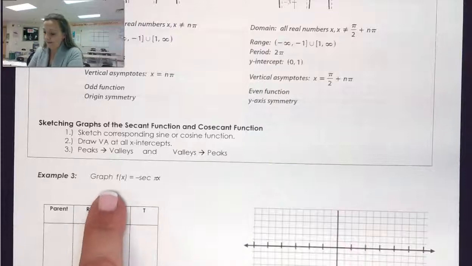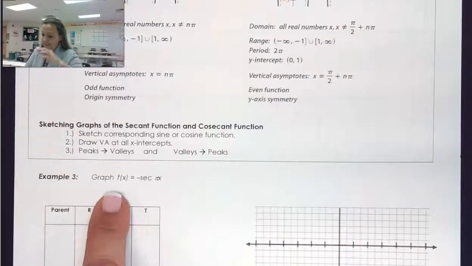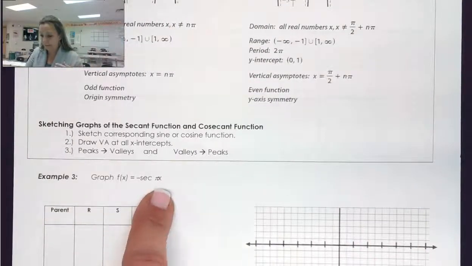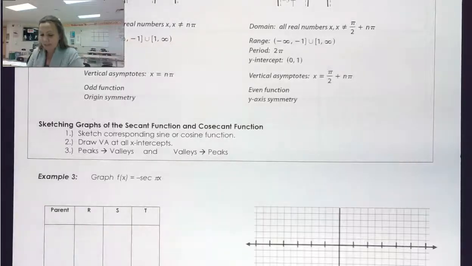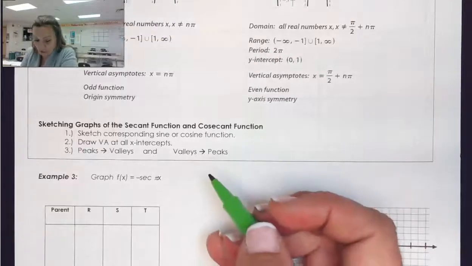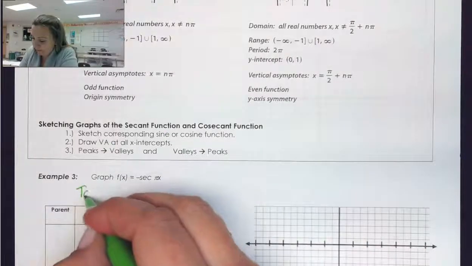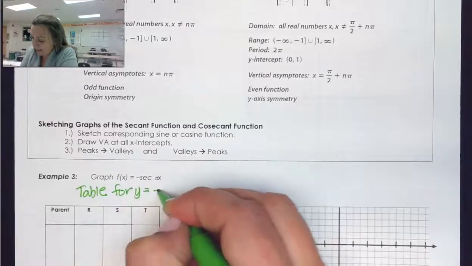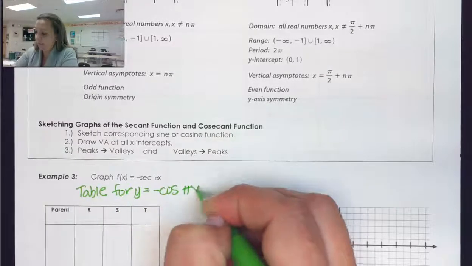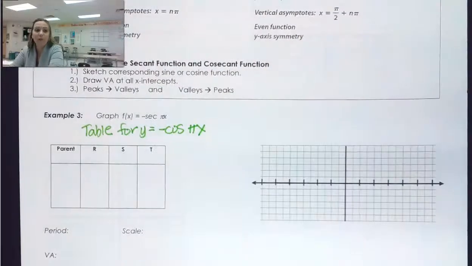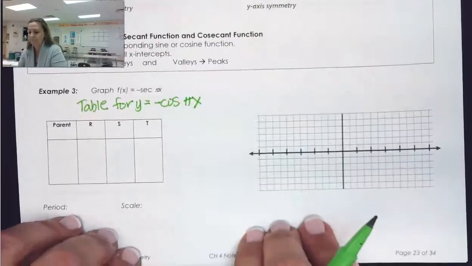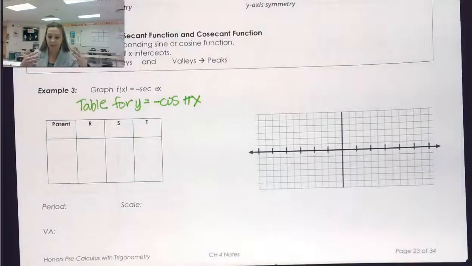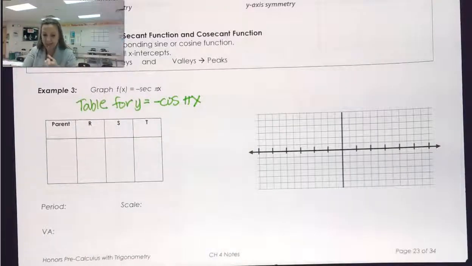So we're going to graph f of x equals the opposite of secant of pi x. What we'll do here is think about the guide graph. We're going to make our table for y equals the opposite of cosine of pi x. So you just make your table for the reciprocal function, and you do all your period and your scale by that as well.